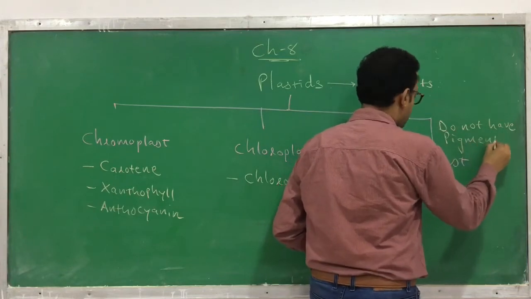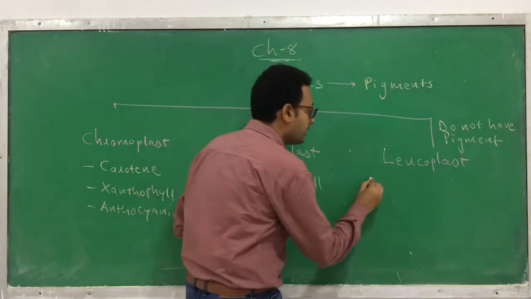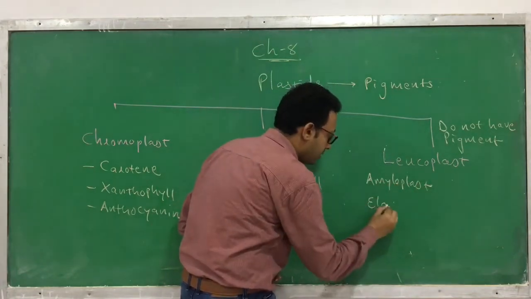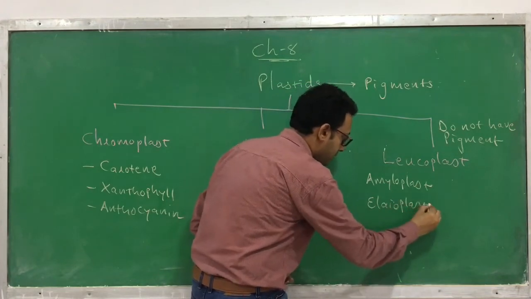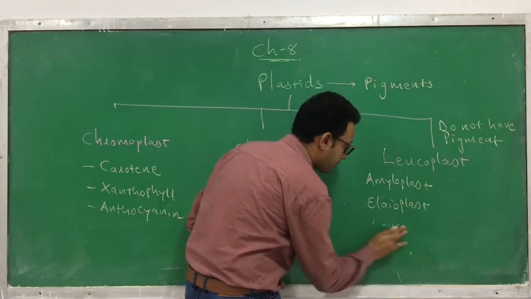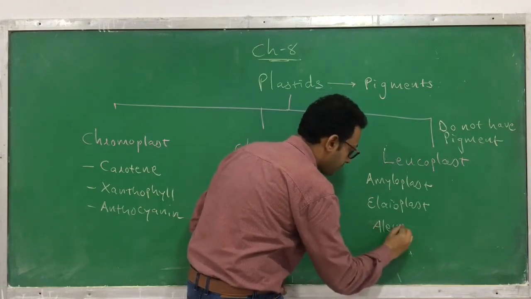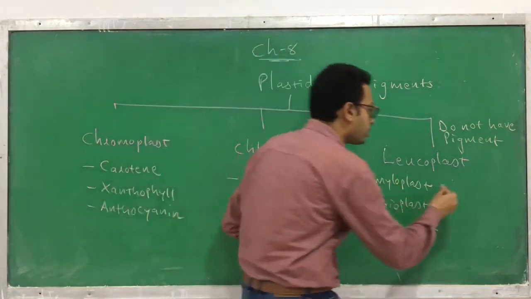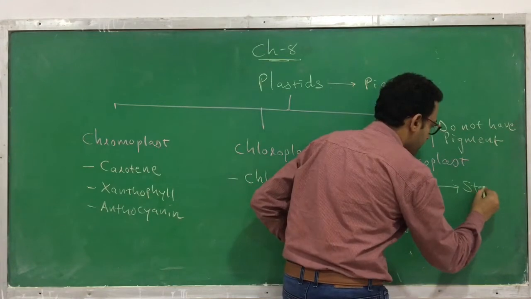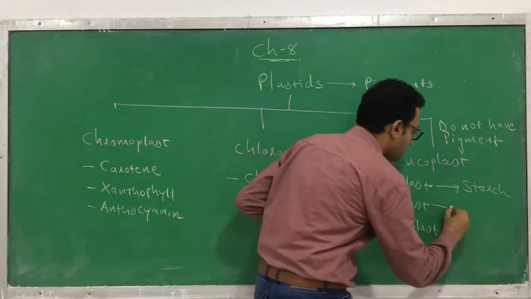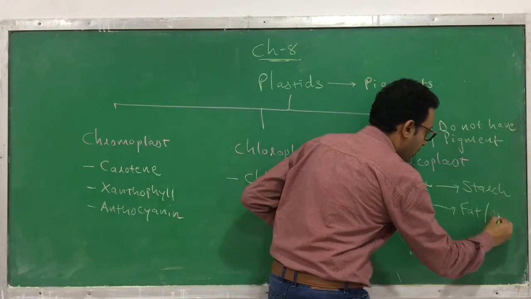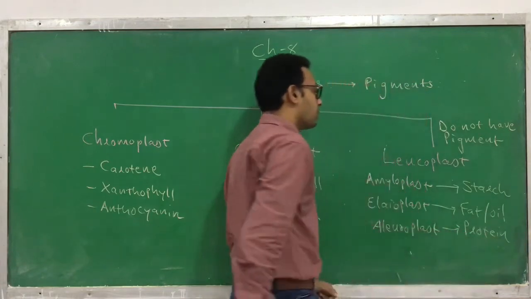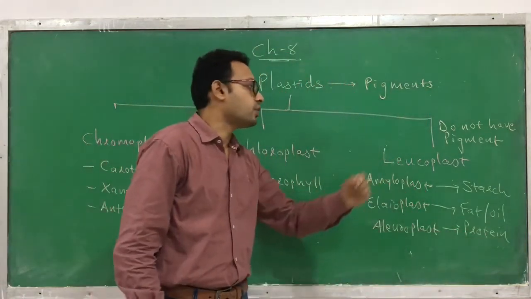Leucoplasts store some material and based on that they are named amyloplast, elaioplast, and aleuroplast. Amyloplast, what does it store? It stores starch. Elaioplast, what does it store? It stores fat or oil. Aleuroplast, what does it store? It stores protein. So these are the contents that you can find in a leucoplast.